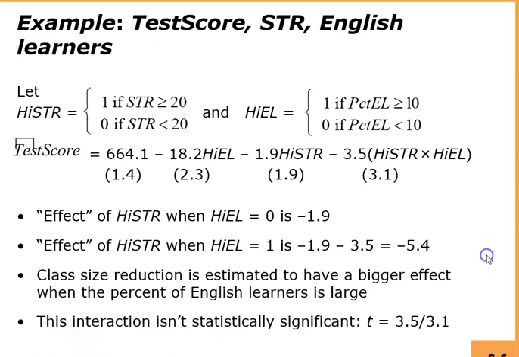Now let's extend this example to the relationship between student-teacher ratio and test scores. Right now we'll be creating a variable, high student-teacher ratio, and that variable will take the value of 1 if the student-teacher ratio is greater than 20, and it will take the value of 0 if the student-teacher ratio is less than 20. Similarly, we have another binary variable called high English learners. It takes the value of 1 if the percentage of English learners is greater than 10 in the classroom, and it takes the value of 0 if the percentage of English learners is less than 10.